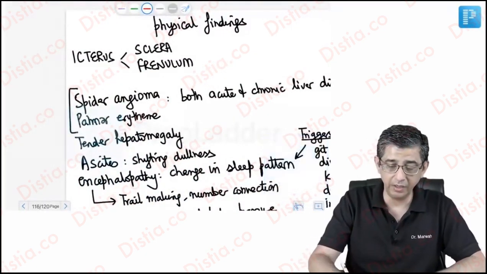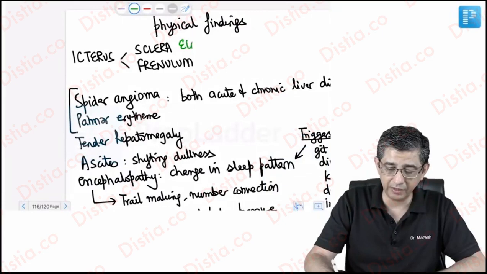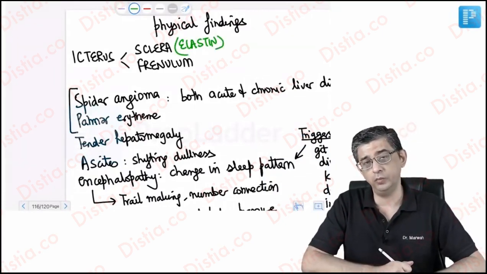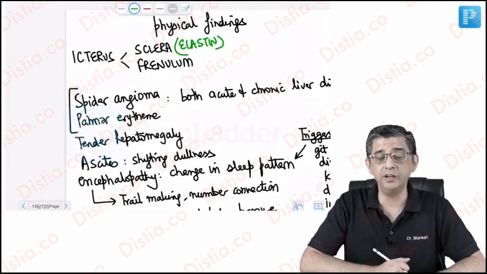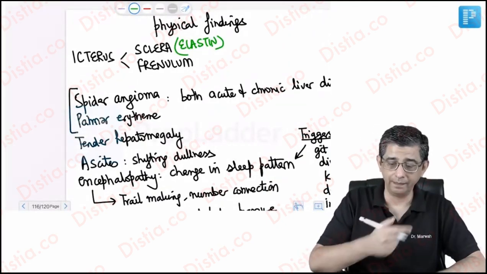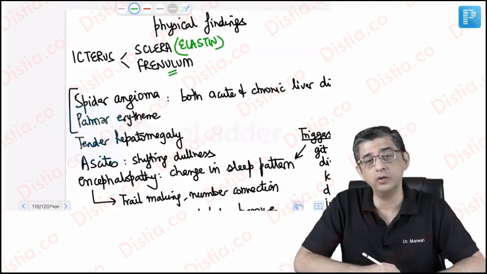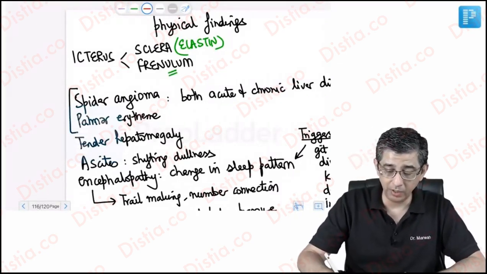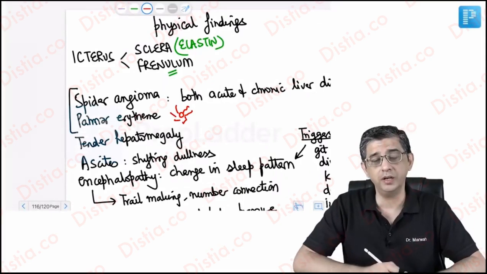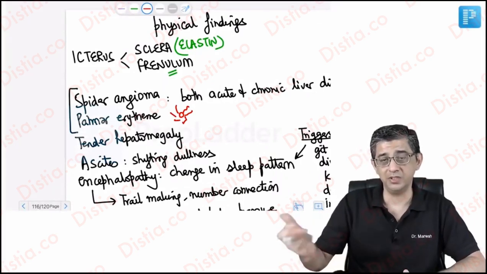Icterus could be present in the sclera because, I sensitize you to the fact, the elastin component of the sclera has a high affinity for binding bilirubin. Though in dark-skinned individuals, even the base of the tongue could have this, so the frenulum can also be checked. Spider angiomas are dilated cutaneous arterioles. These findings I've discussed in the chronic hepatitis and subsequently cirrhosis video.